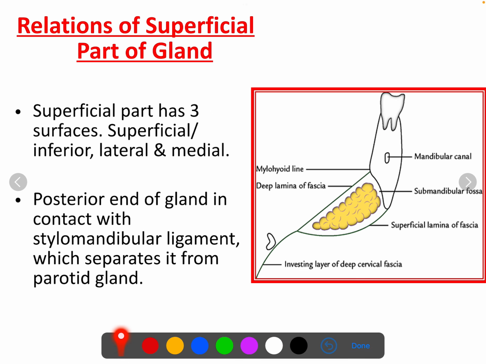The next one, the relations of the superficial part of the gland. The superficial part of the gland has three surfaces: the superficial or inferior surface, the lateral surface and the medial surface. The posterior end of the gland is in contact with the stylomandibular ligament, which separates the parotid gland from the submandibular salivary gland.